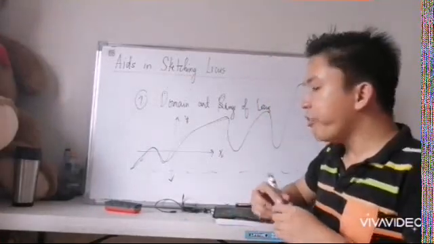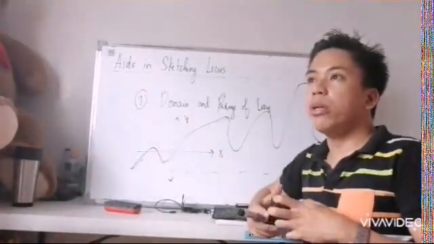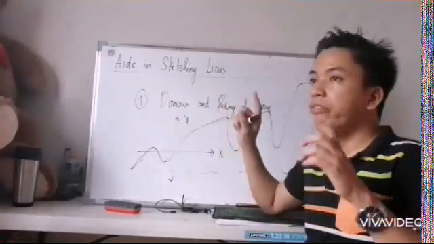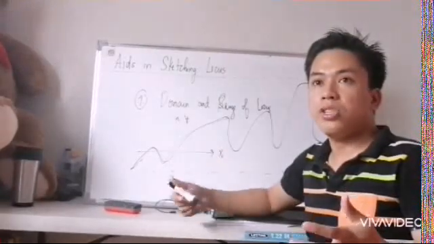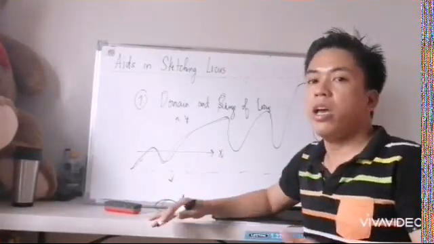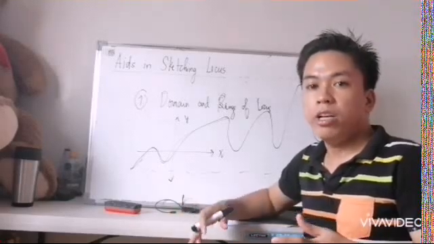Okay. Now, in order for us to identify graphs, this time we're not going to sketch graphs first because we're only focusing on the first part, which is the domain and the range. By the time that we discuss other criteria, that will be the time that we sketch the graph.